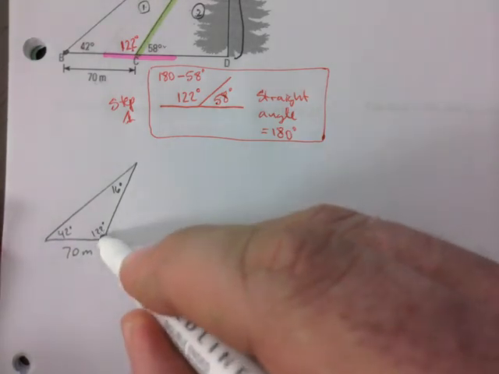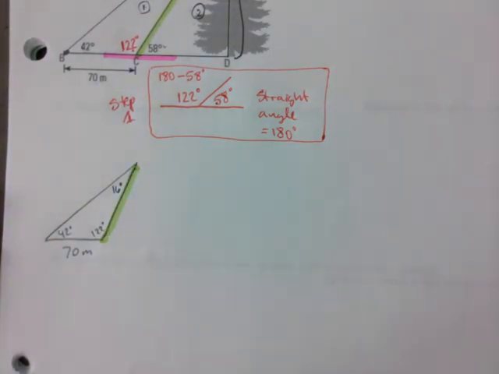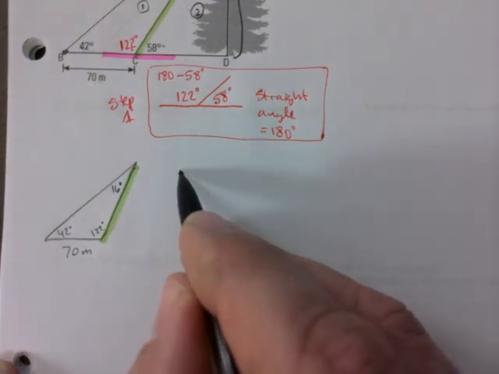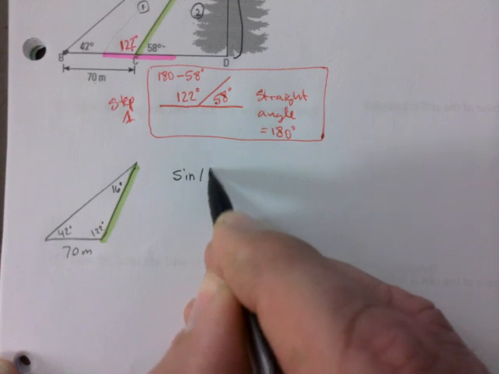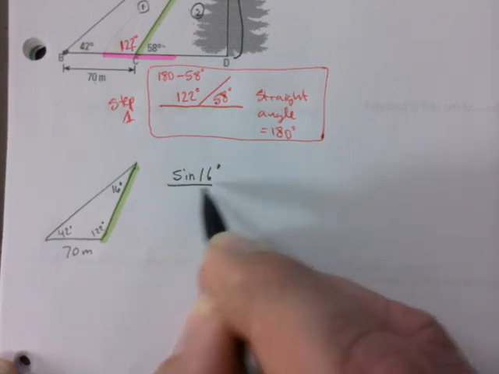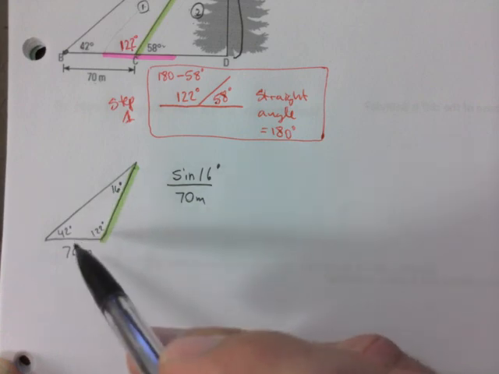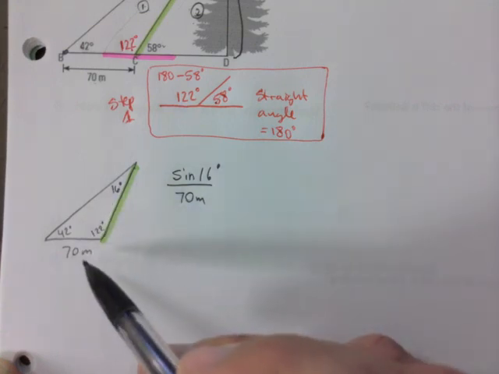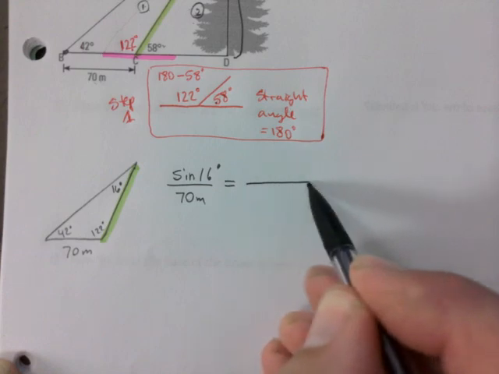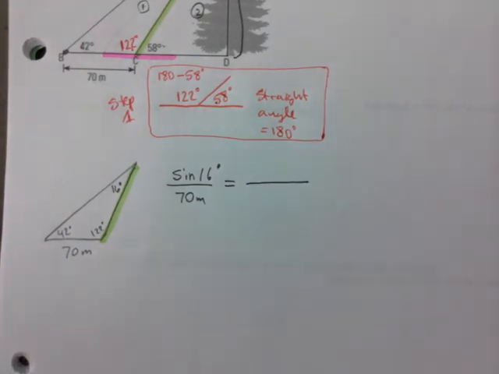And I'm still going to highlight this green, because that's the one I'm really interested in, the one that's shared. Okay. So your goal is to give information to that other triangle so you can solve it. So we're going to go sine of 16 over 70 meters, because that's my pair. And then I'm going to go sine of what?